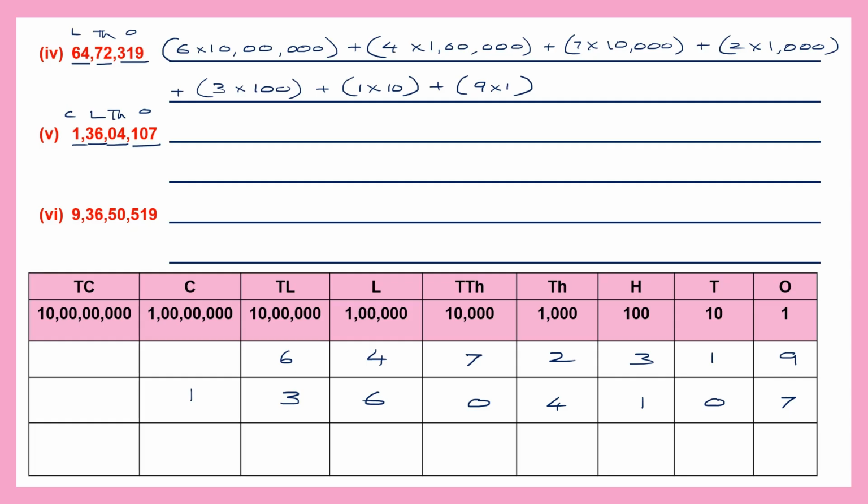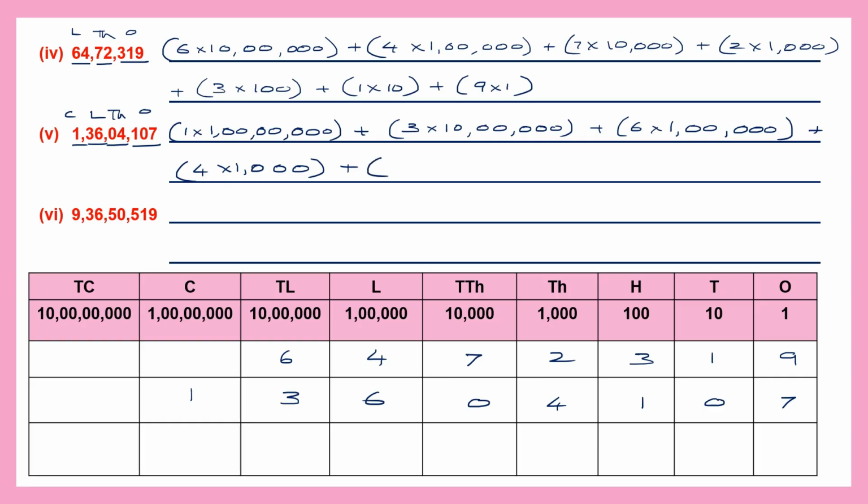So let's begin with this, 1 into 1 crore. So that's 1 crore, plus the next number is 3 into 10 lakh. Then the next digit is 6 into 1 lakh. Then we have 0, we can leave it out. And then go on to the next one, 4 into 1,000. Then we have 1 into 100. Again, we have a 0, we can leave it out. Then we have 7 into 1.